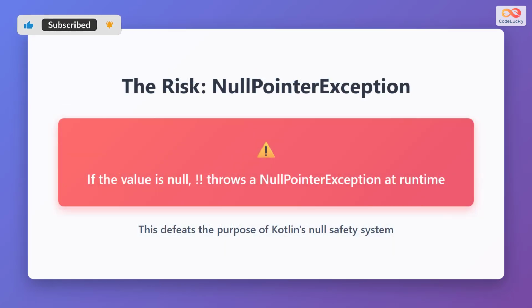Here's the critical risk you need to understand. If the value you're asserting is actually null, the double exclamation mark operator will throw a NullPointerException at runtime. This is exactly the kind of error that Kotlin's null safety system was designed to prevent. By using this operator, you're essentially bypassing Kotlin's built-in protection, which defeats the entire purpose of having null safety in the first place.